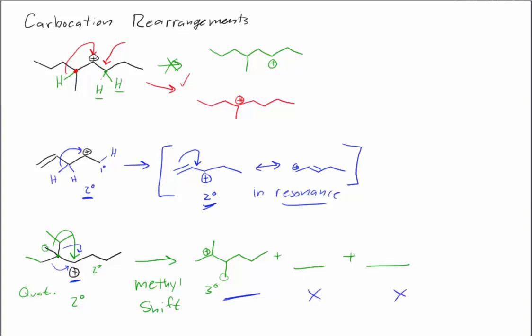So oftentimes we try to avoid rearrangements because they can lead to a lot of different products. But sometimes, as you saw maybe in our first example, there's only one outcome, and it leads to this tertiary cation here. That would be fine because it gives us only one product.